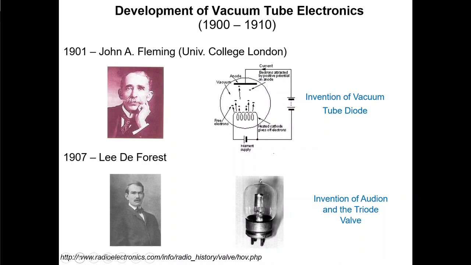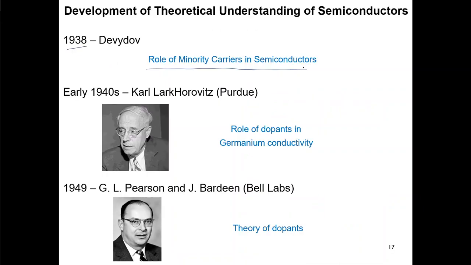Then in 1938, the role of minority carriers in semiconductors came into existence. Today we all know the role of minority carriers. You dope a material, you would have majority carriers. Because of the dopants, you will have minority carriers in the semiconductor. But the theoretical foundation to explain minority carriers in semiconductors happened in 1938.